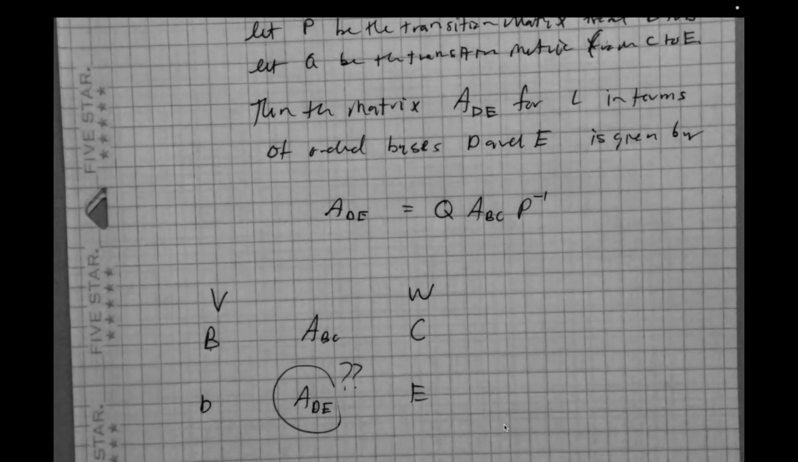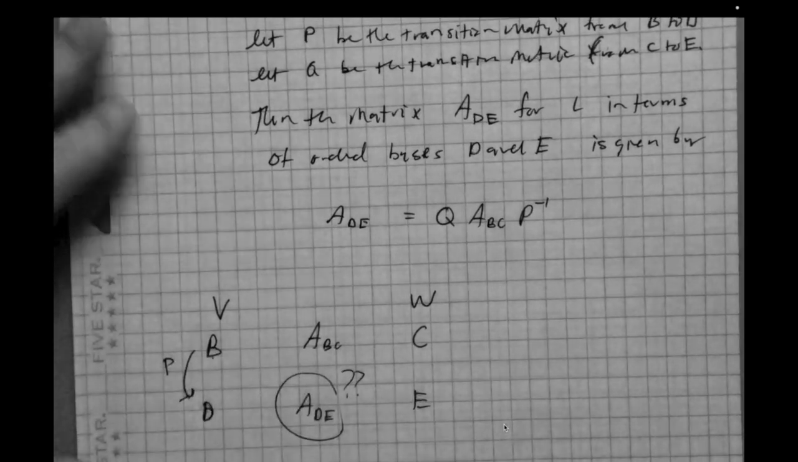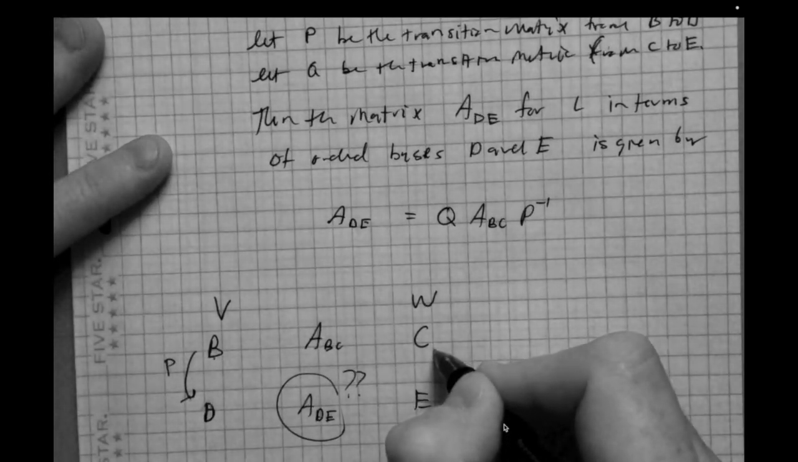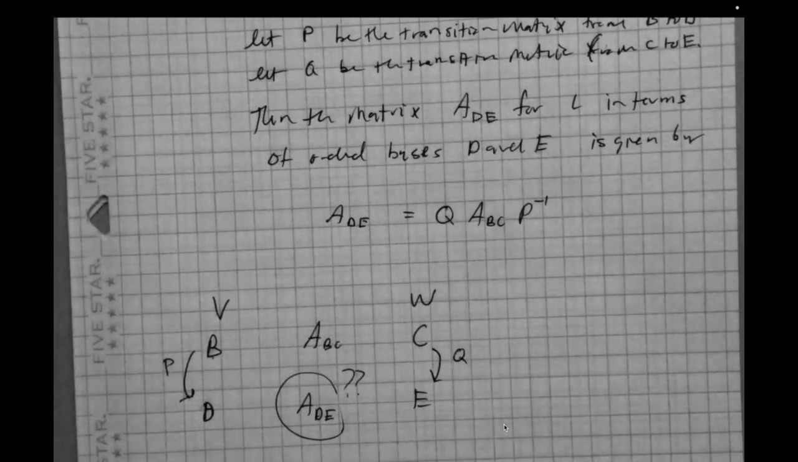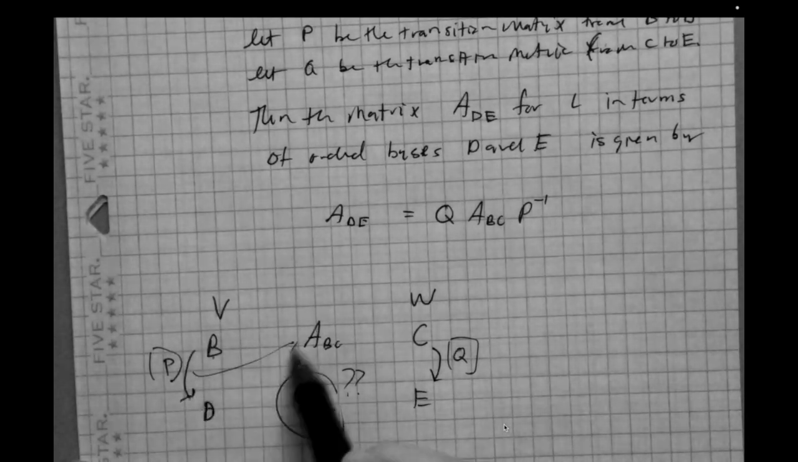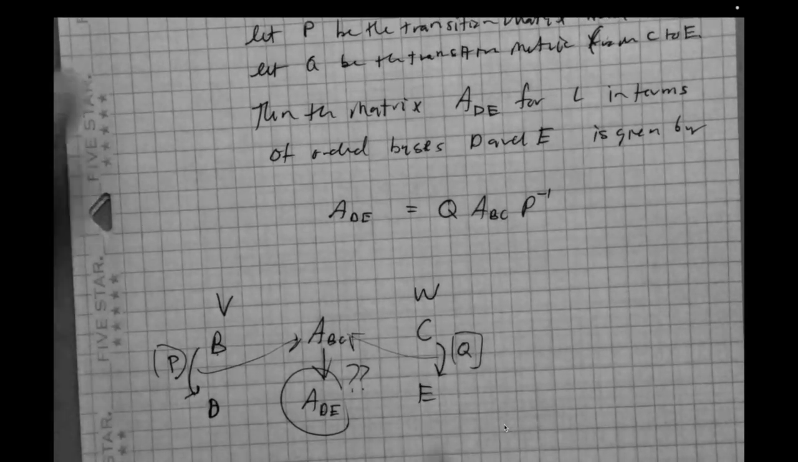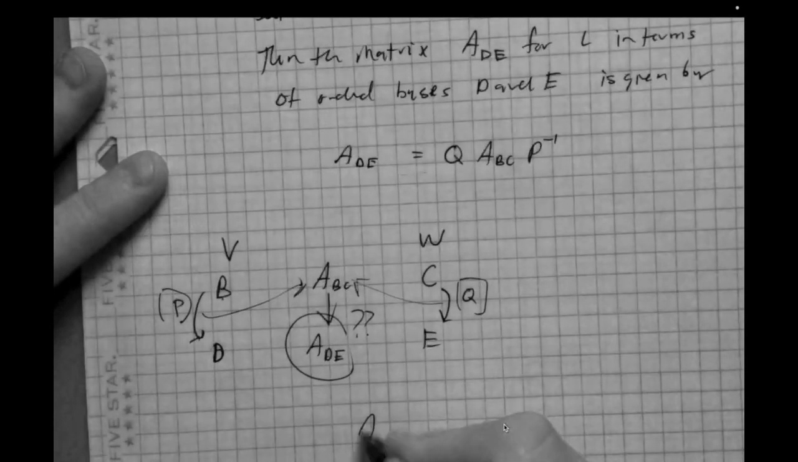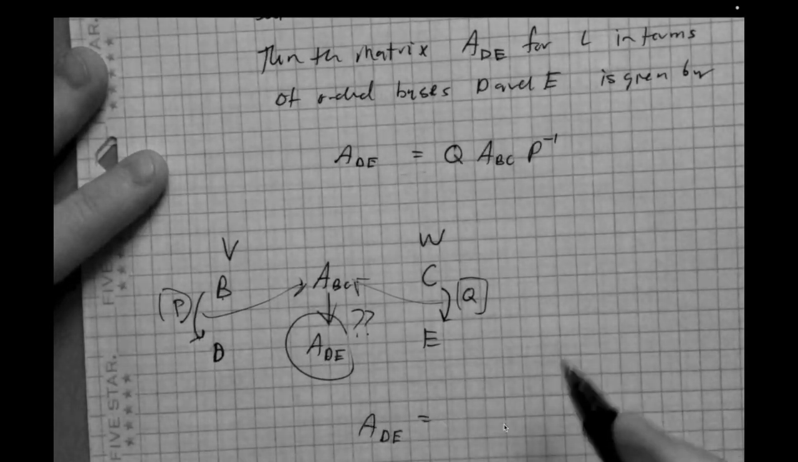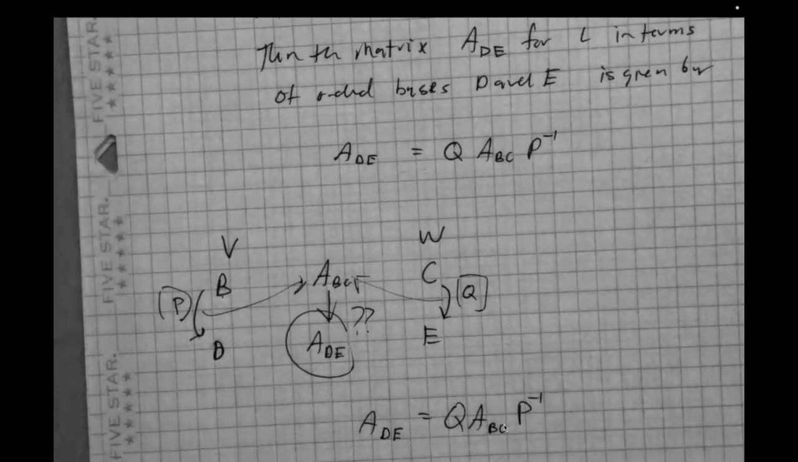Well, there is a transition matrix to go from B to D, and we called that P. And there's a transition matrix to go from C to E, we called that Q. And so these two transition matrices play a role. You can basically apply them to this guy in a particular way to flush out this guy. And so that's what you see here. A sub DE is equal to Q times A sub BC times P inverse.